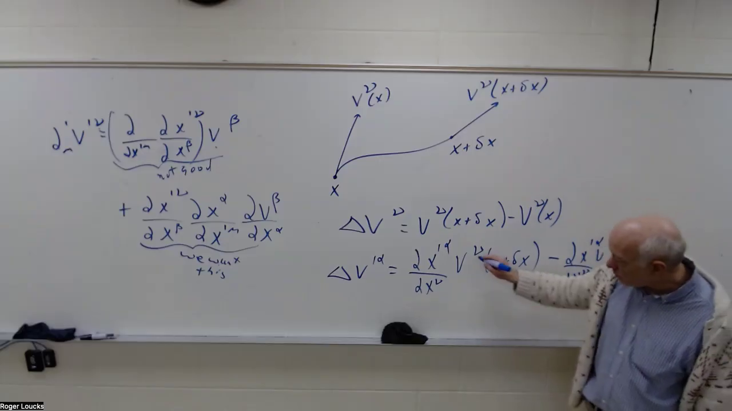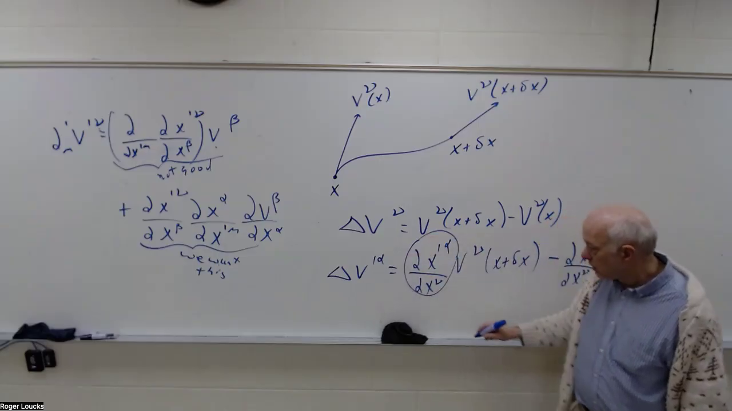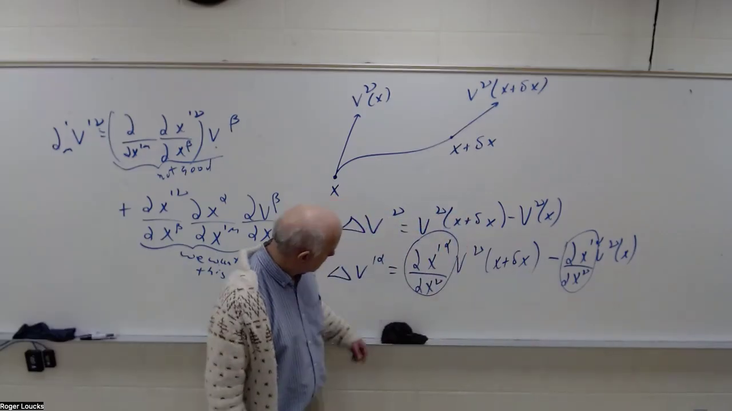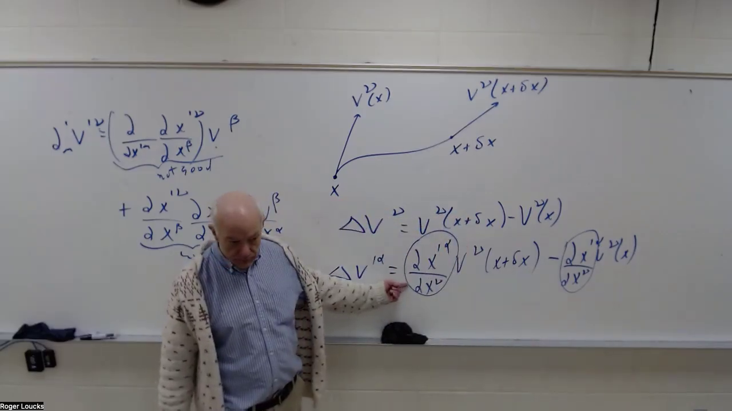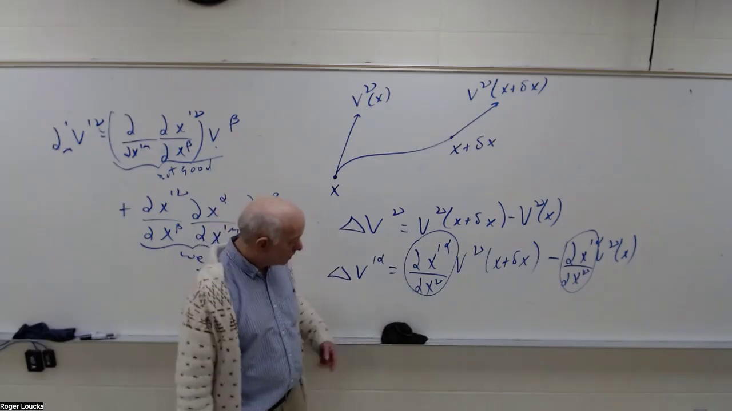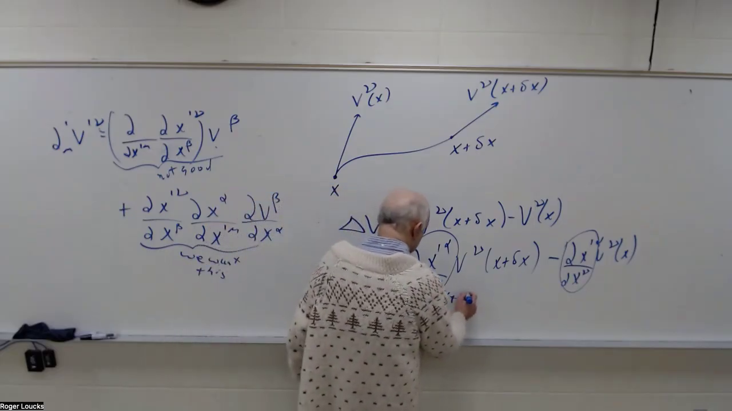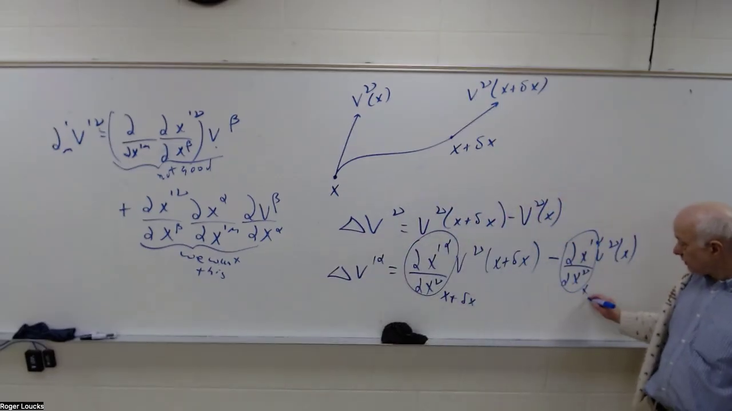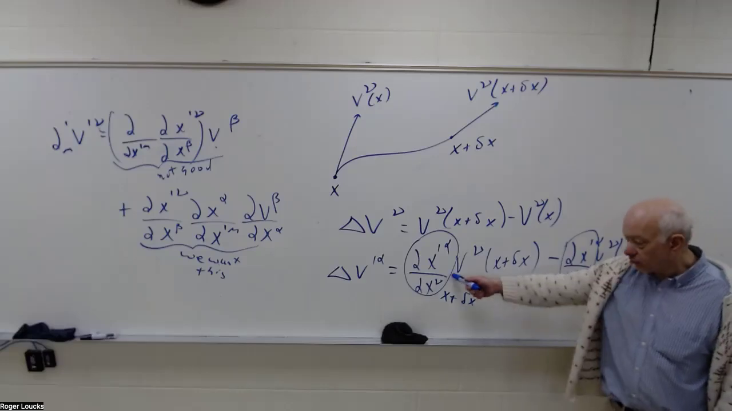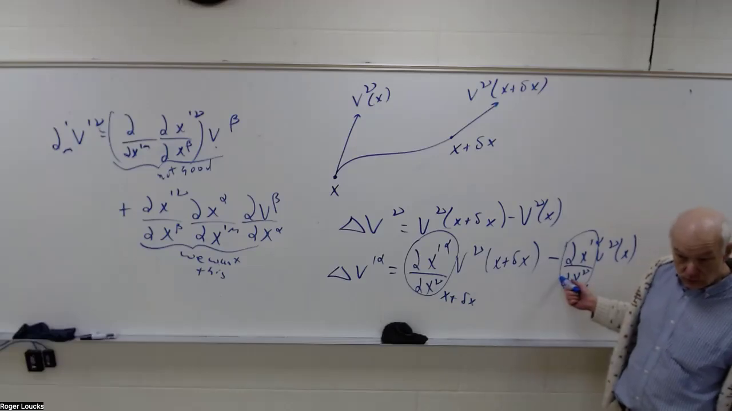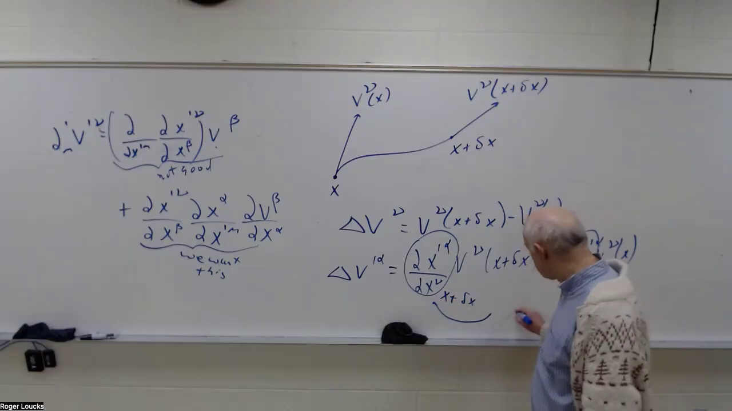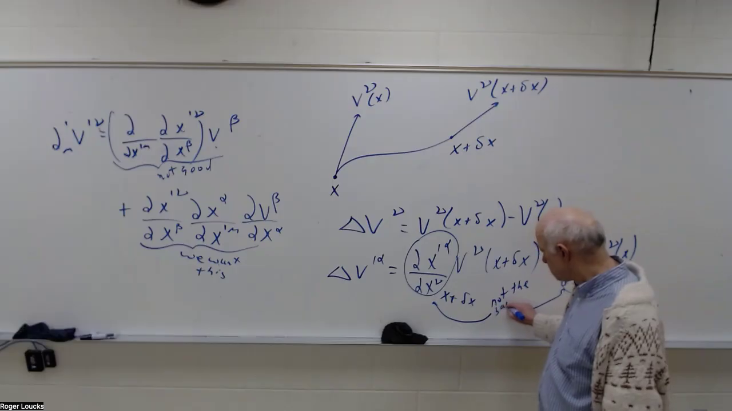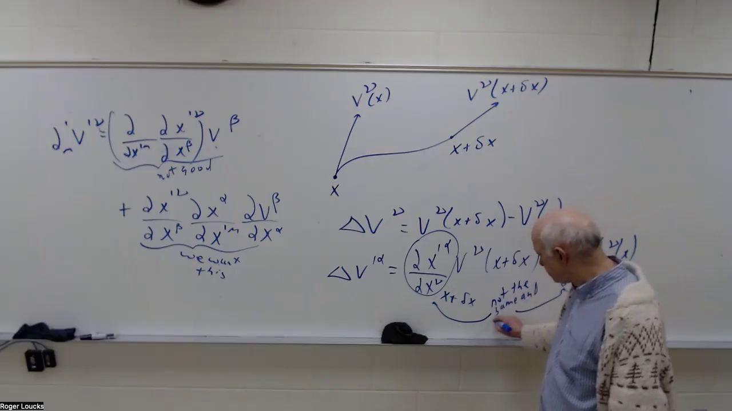Now, what's the technical problem? Where is this evaluated, and where is this evaluated? This is evaluated at the point x plus delta x. This is evaluated at the point x. Can you then factor out this term here? You can't factor this out. These are not the same. It can't be pulled out.